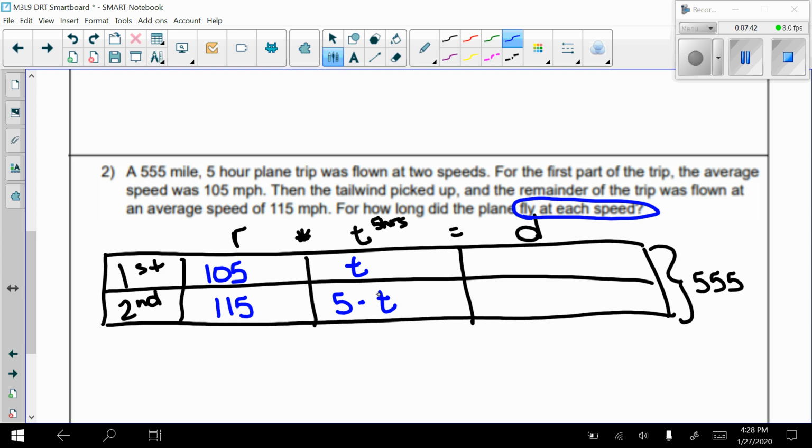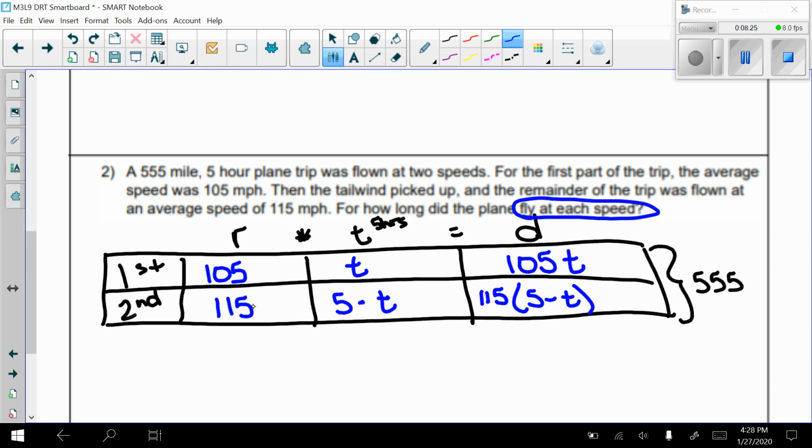I'm pausing to give you a chance to think about that. Okay, so the total time was 5 hours minus however long that first leg of the journey was. Together, these two, the t and the 5 minus t, equals 5 hours. All right, distance, we need to fill that part of our chart in, is rate multiplied by time. So 105 multiplied by t is 105t. 115 multiplied by 5 minus t is 115 parentheses 5 minus t. 115 sets of 5 minus t.